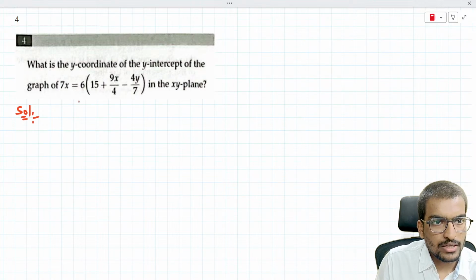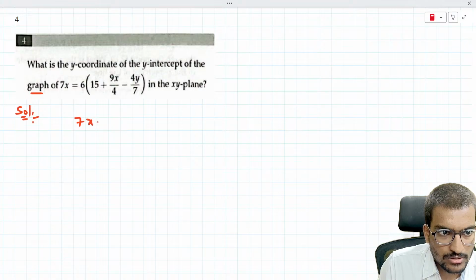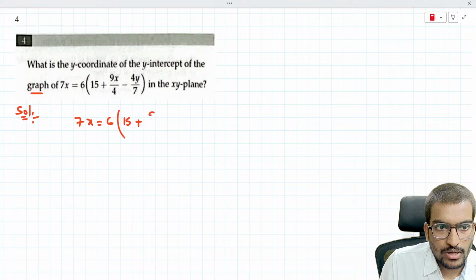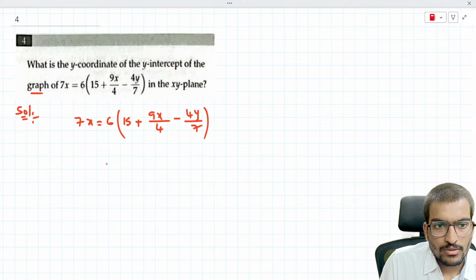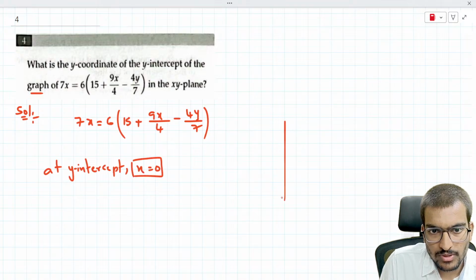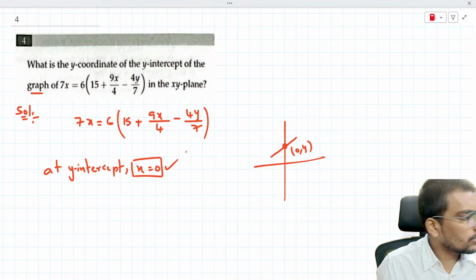Now coming to question 4. What is the y coordinate of the y-intercept of the graph? They gave this equation and they're asking what is the y coordinate of the y-intercept. At the y-intercept, x value equals 0. Because what do we mean by y-intercept? Where the line crosses the y-axis, x value is 0 and y value is something. That's why we are considering x value equals 0.